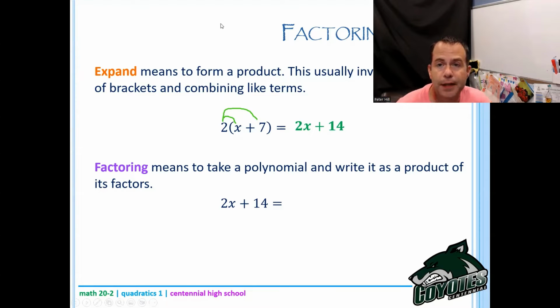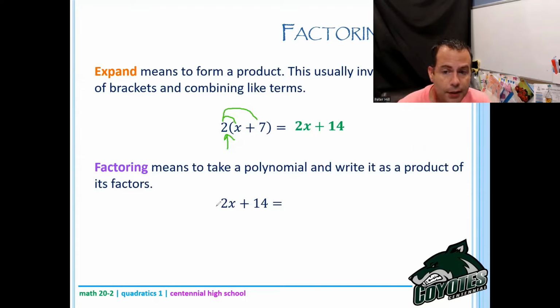When there's nothing in here, like right there, there's no symbol there, it's just touching a bracket, okay, that refers to multiplication. So 2 bracket x plus 7, you are looking at a multiplication sentence. It's saying 2 times x plus 7, okay? So to expand means do that multiplication. To factor means create the multiplication statement, okay?